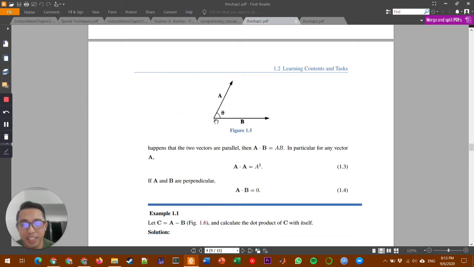So kani siya nga distance, that's AB cosine theta, right? If you draw a line here, so triangle man na siya, by virtue of SOHCAHTOA. So imo na siyang i-recall ang katong SOHCAHTOA. This is actually AB cosine theta.